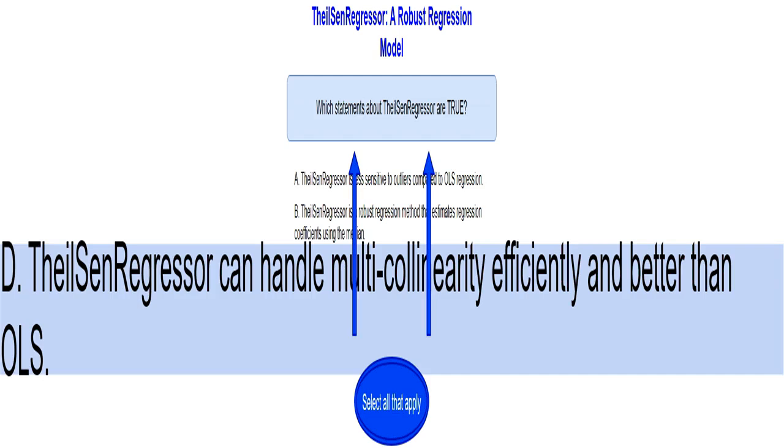This statement is false. While TheilSenRegressor is robust against outliers, it doesn't inherently address multicollinearity, when predictor variables are highly correlated. You'd need other techniques, like principal component analysis, PCA, or regularization methods to deal with multicollinearity.